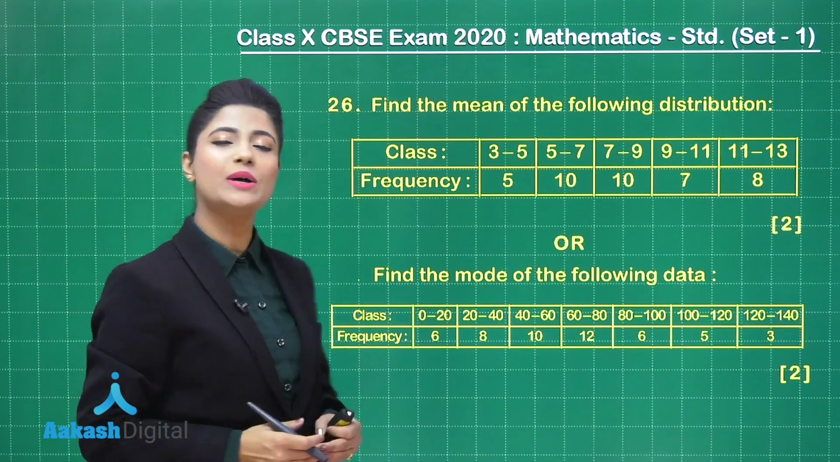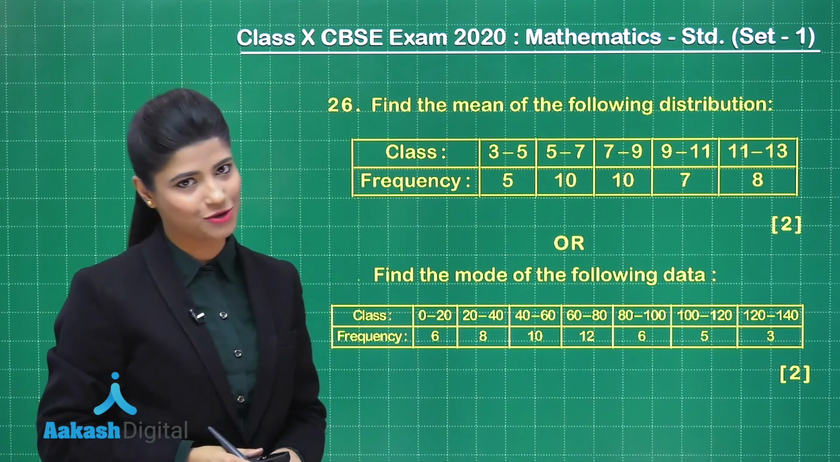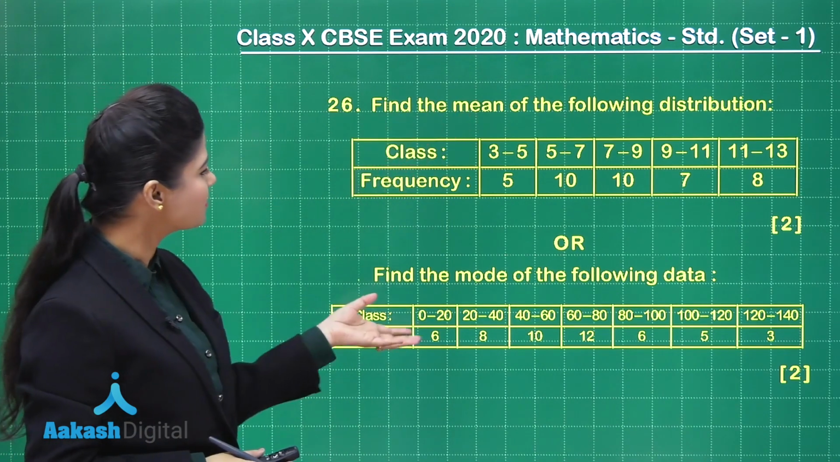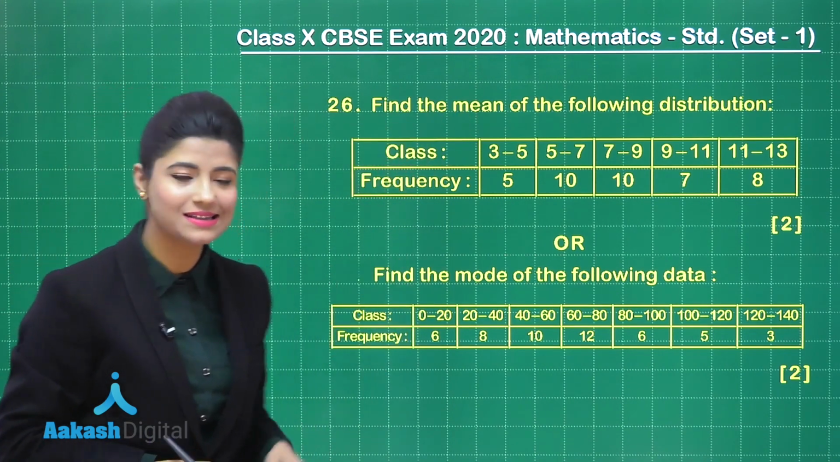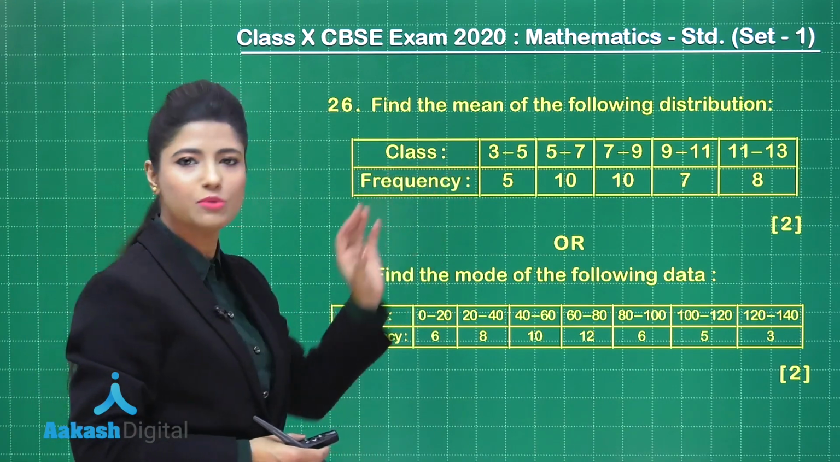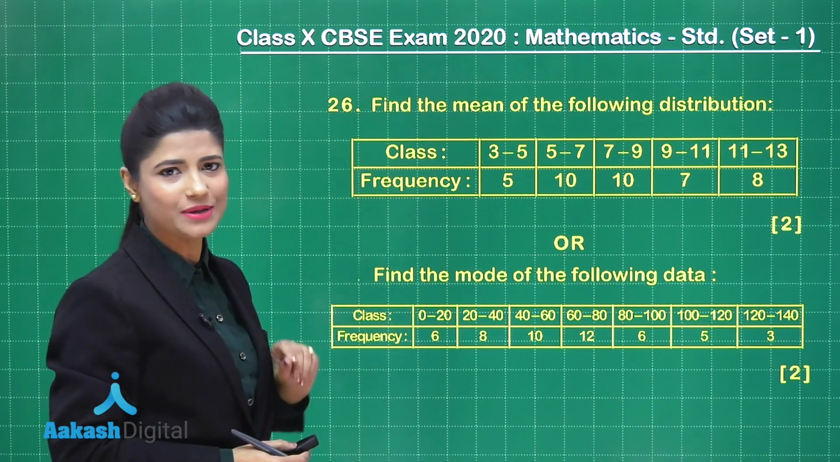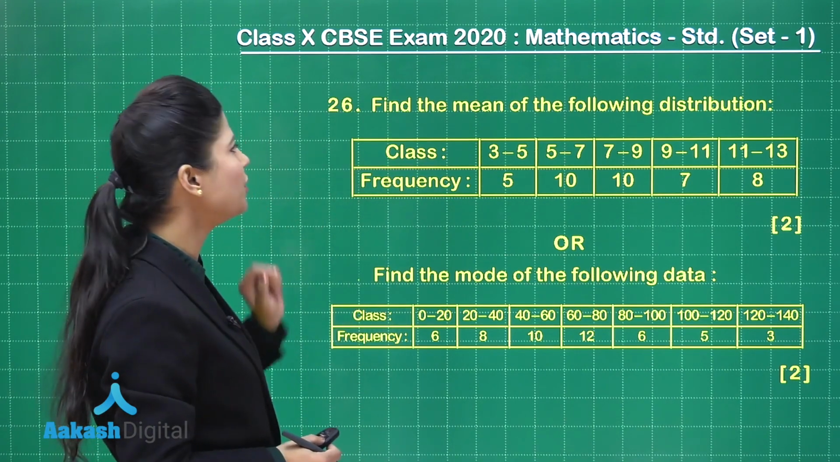So here we have question number 26. You can clearly see in this question also you have a choice. Both the choices are from the chapter of statistics. In the first choice you have to obtain the mean of the given distribution, and in the second choice you have to obtain the mode. So let me solve the first choice for you, where we will be obtaining the mean.